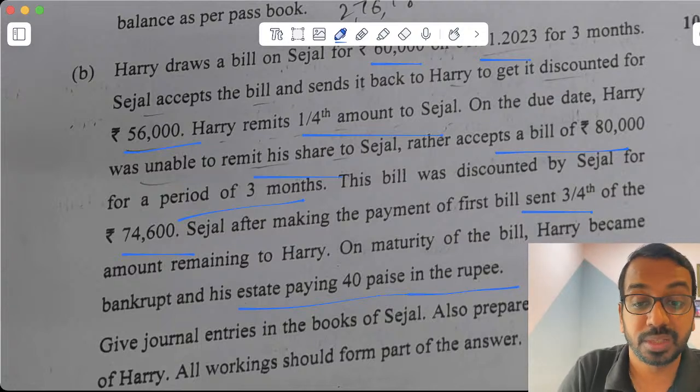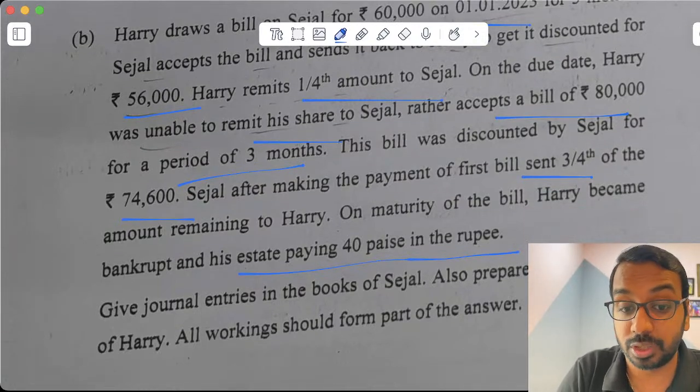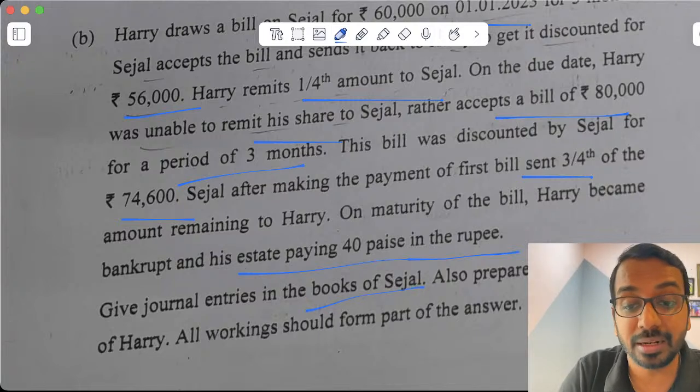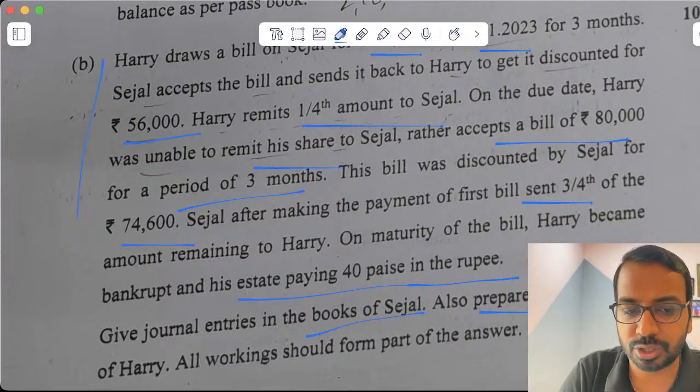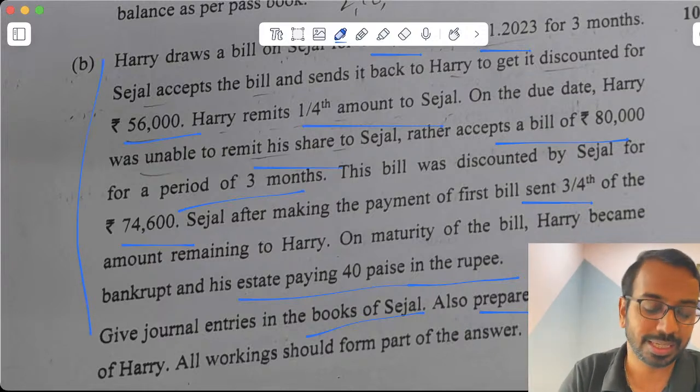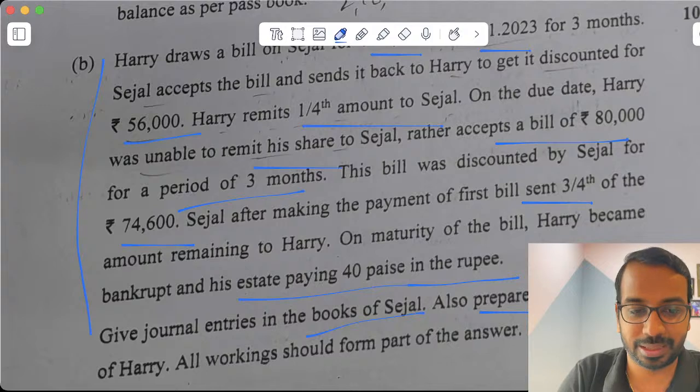So here they have also asked to prepare journal entries in the books of Sejal and ledger account of Harry. So again, a straightforward question from the study material with the numbers changed. I guess you would have been able to crack this.